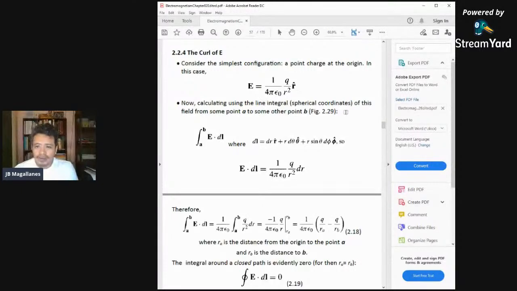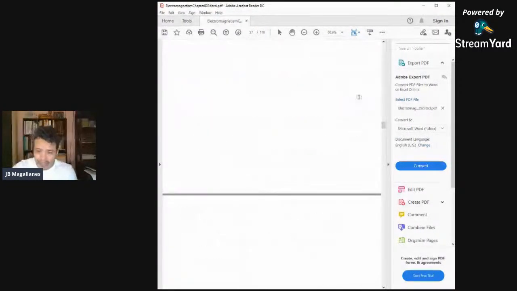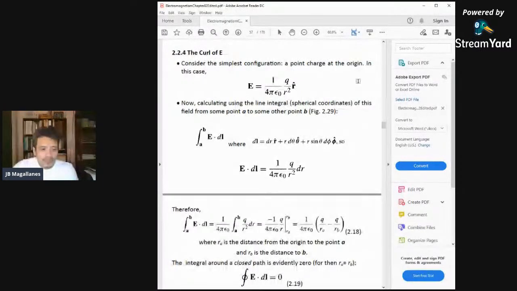So here you have the curl of E. Again, you consider a point charge at the origin. The point charge at the origin will give you an electric field at a point P, distance r from that charge, equal to 1 over 4 pi epsilon, q over r squared, in the direction r hat. So this is the electric field. The direction of the electric field is radial.